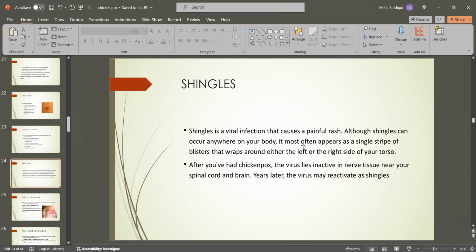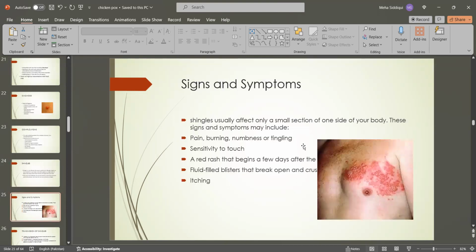Shingles. It is a viral infection that causes a painful rash. Although shingles can occur anywhere in the body, it most often appears as a single stripe of blisters that wraps around either the left or right side of your torso. After having chickenpox, the virus lies inactive in nerve tissue near the spinal cord and brain, and years later, the virus may reactivate as shingles.